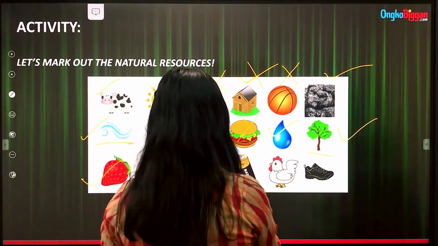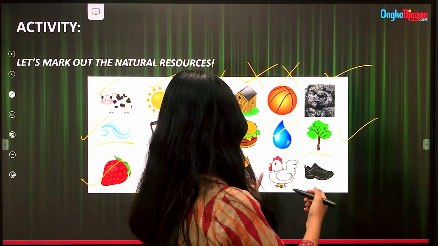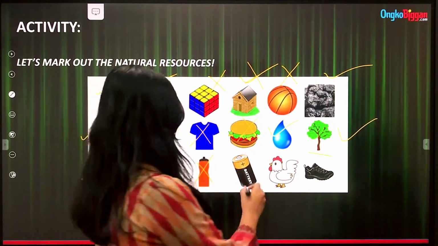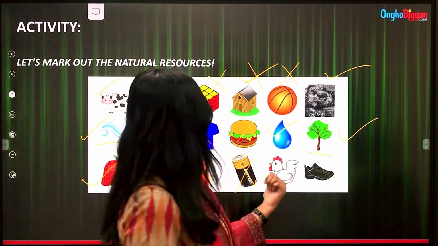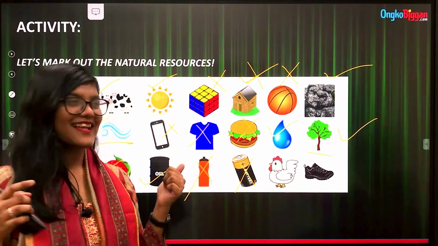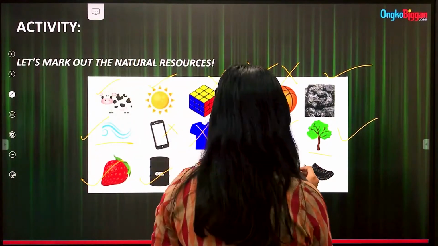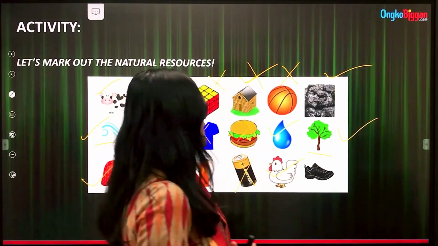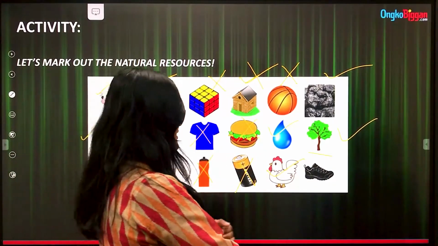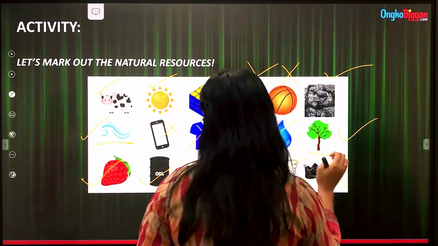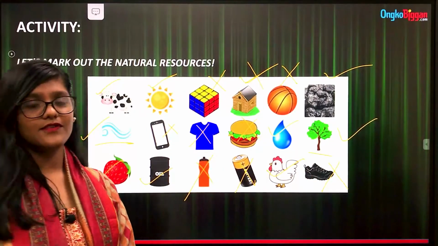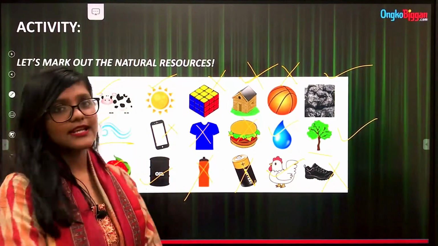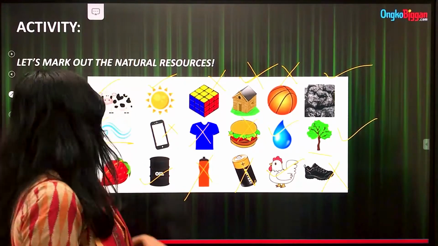Then we have a bottle. It's not a natural resource. Then we have a battery. Battery is man-made, so it's not a natural resource. Then we have an animal. It actually prevails naturally, so it's a natural resource. Then we have a shoe. Shoe is actually man-made, so it's not a natural resource. So I hope now you're clear with what are natural resources and what are man-made resources.